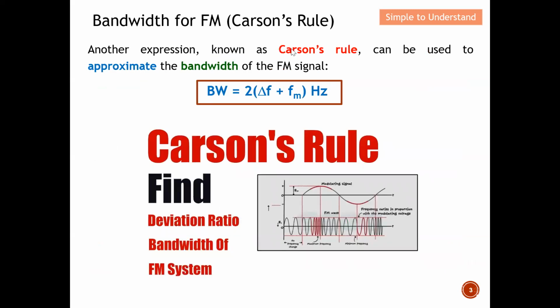Another expression known as Carson's rule can be used to approximate the bandwidth of the FM signal. Okay, so this is the equation to calculate the bandwidth using Carson's rule. Later on, I will show you an example of how we can calculate the bandwidth using both Carson's rule and also the Bessel function table. Okay, we're going to do a very quick comparison. How different is the bandwidth when we use these two different methods to calculate?